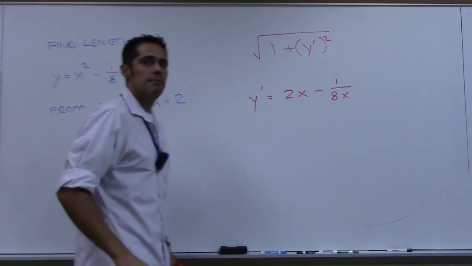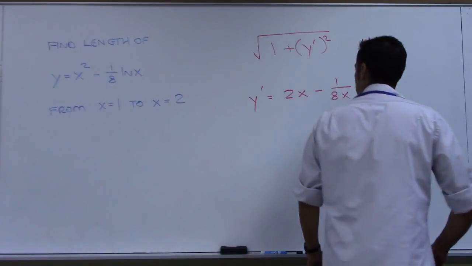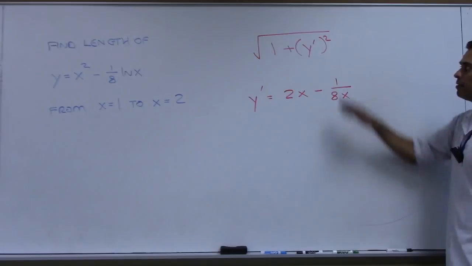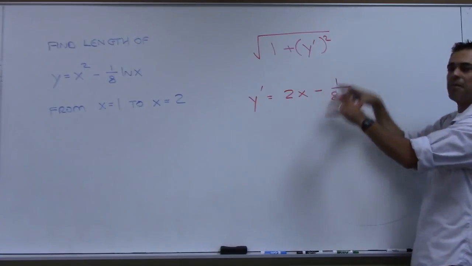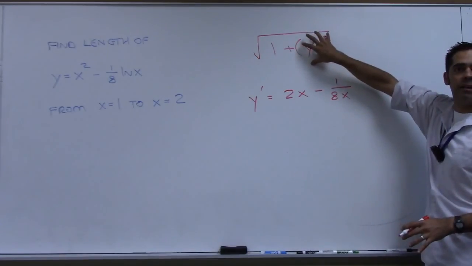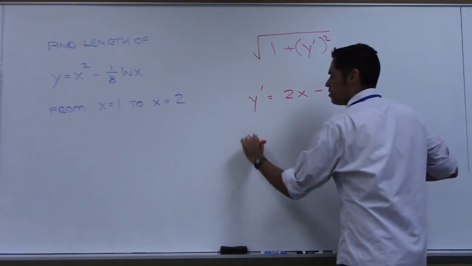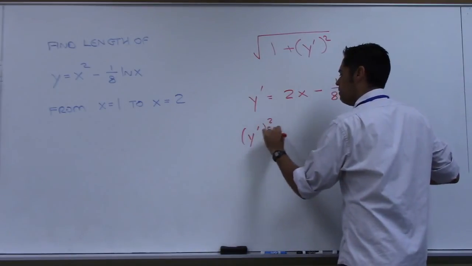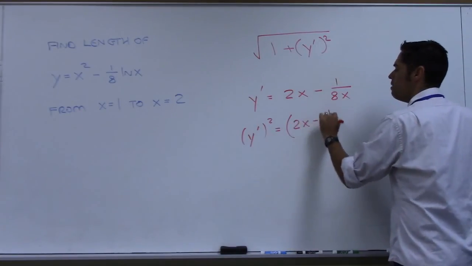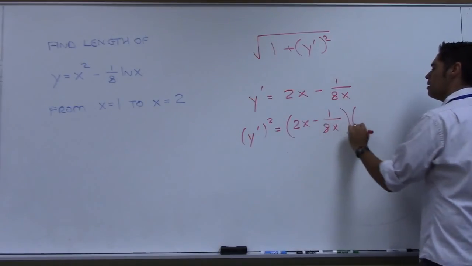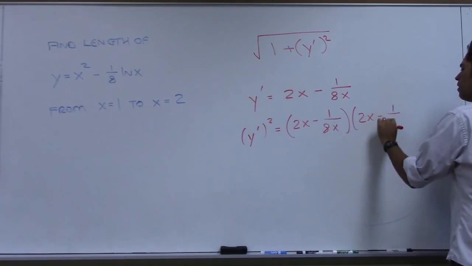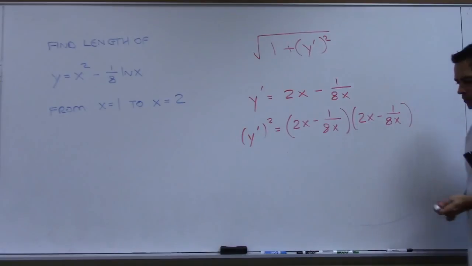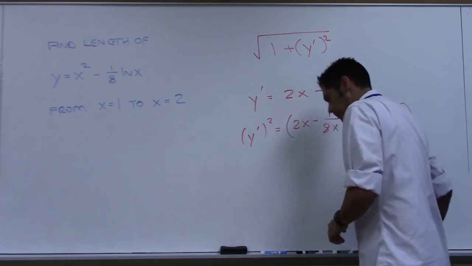There it is. Now what you need to do is square it, right? So I'm doing this piece by piece. I'm gathering the things I need to plug in here. The derivative squared would be 2x minus 1 over 8x times 2x minus 1 over 8x. This is just algebra now, right?